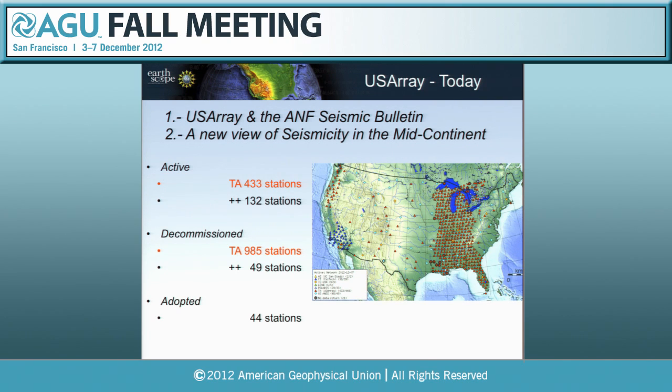As of today, we have 433 active stations plus 132 contributing stations. We've decommissioned 985 stations, and 49 stations from the contributed network are also decommissioned, and 44 stations have been adopted. I was going to emphasize what Bob was saying: there is a proposal in the works that, once we finish rolling off to the end of the East Coast, we try and leave a legacy of about 200 stations in this region from about here out to the East Coast, and that would, I think, greatly help the long-term monitoring objectives of the East Coast.